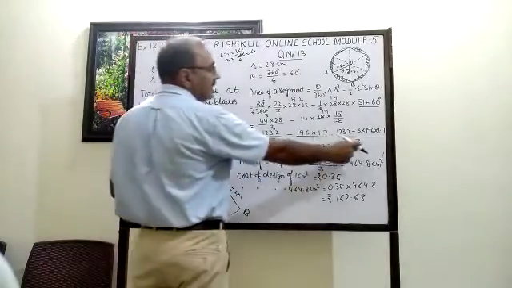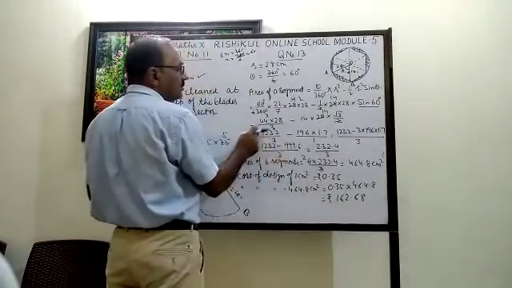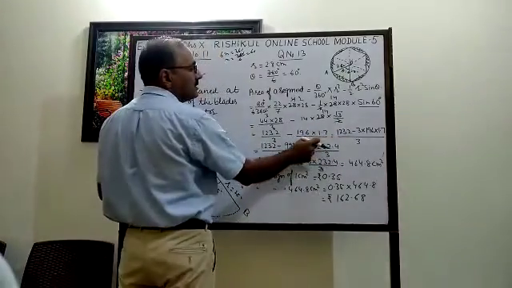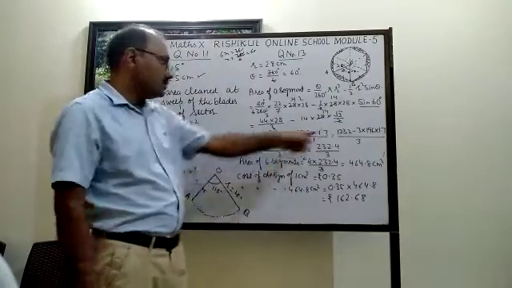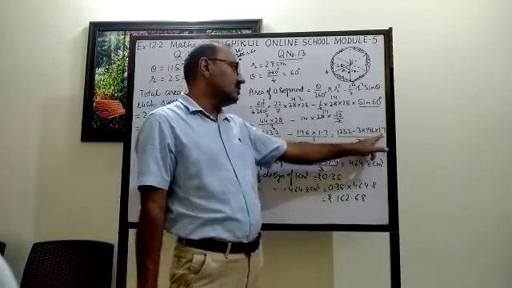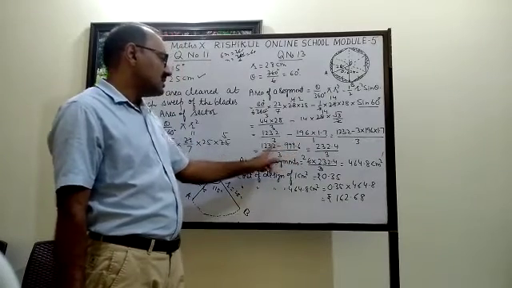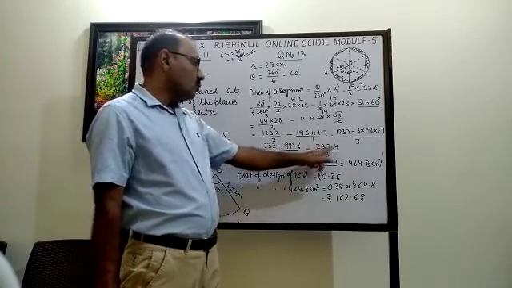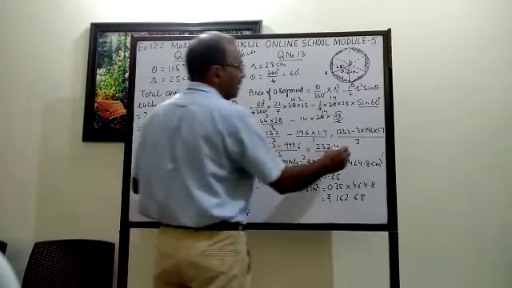Then take LCM. LCM is 3. Then 3 divided by 3, 1 into this, 1232 the same. And here 3 divided by 1, 3, 3 into this 196 is 588, and then 1232 the same, and here multiply 3 into 196 into 1.7, you will get 999.6, and subtract. After subtraction, you will get 232.4 upon 3 square centimeter.